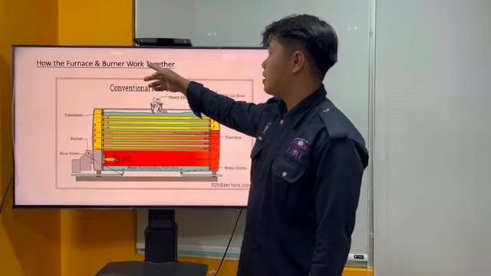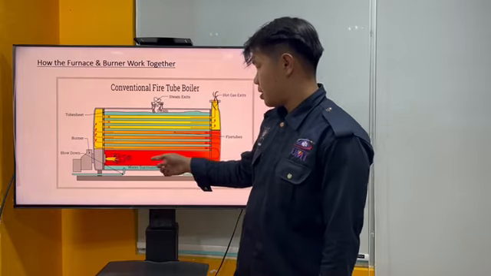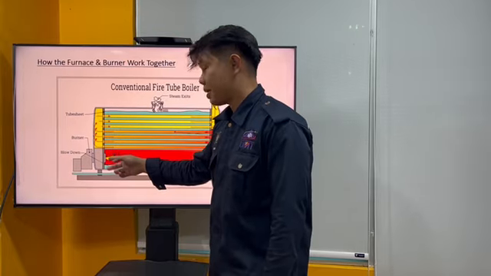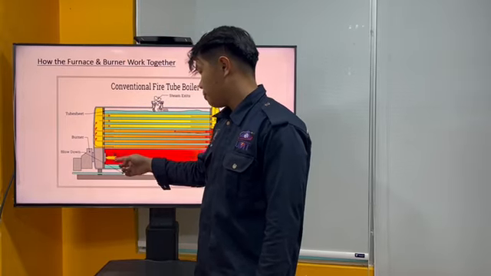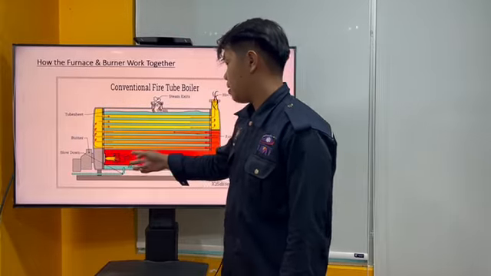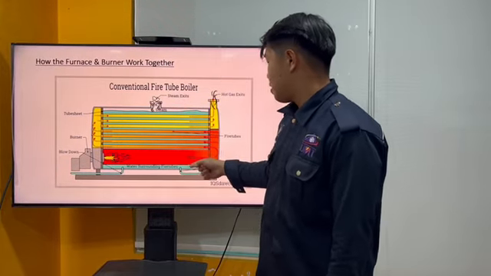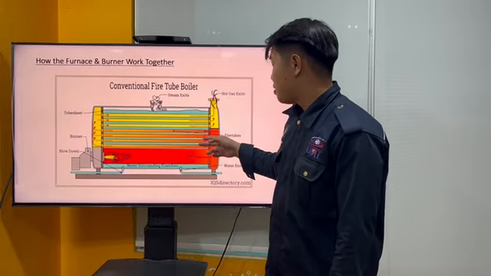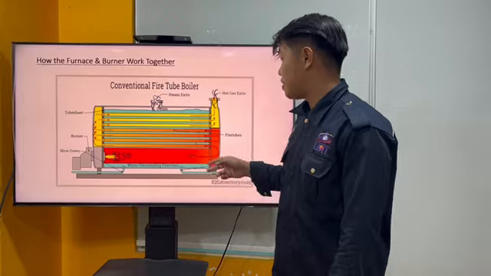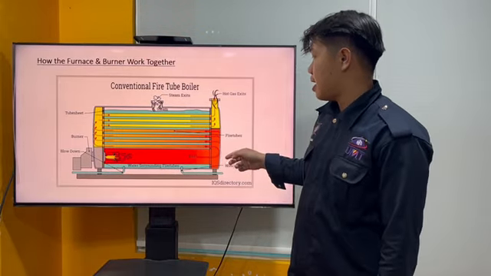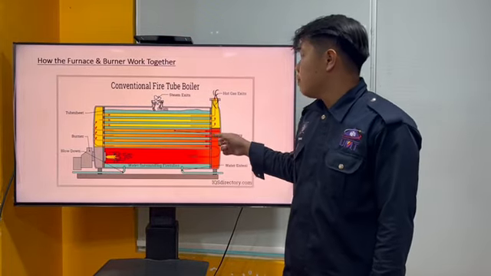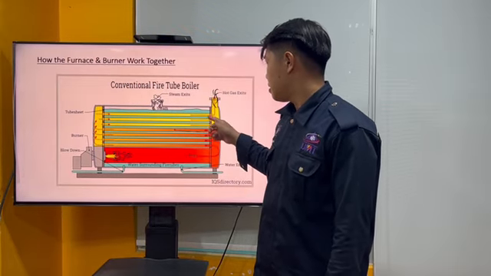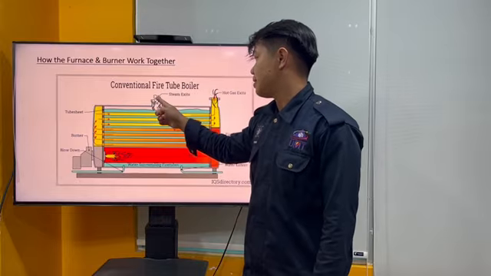This is how the furnace and burner work together. First, the combustion occurs where the fuel is mixed with air and creates a fire that creates heat, and the heat that is created will flow to the fire tube, whereas the fire tube is surrounded by water, and the water is heated and becomes steam, and the hot gas will release here and the steam will exit here.